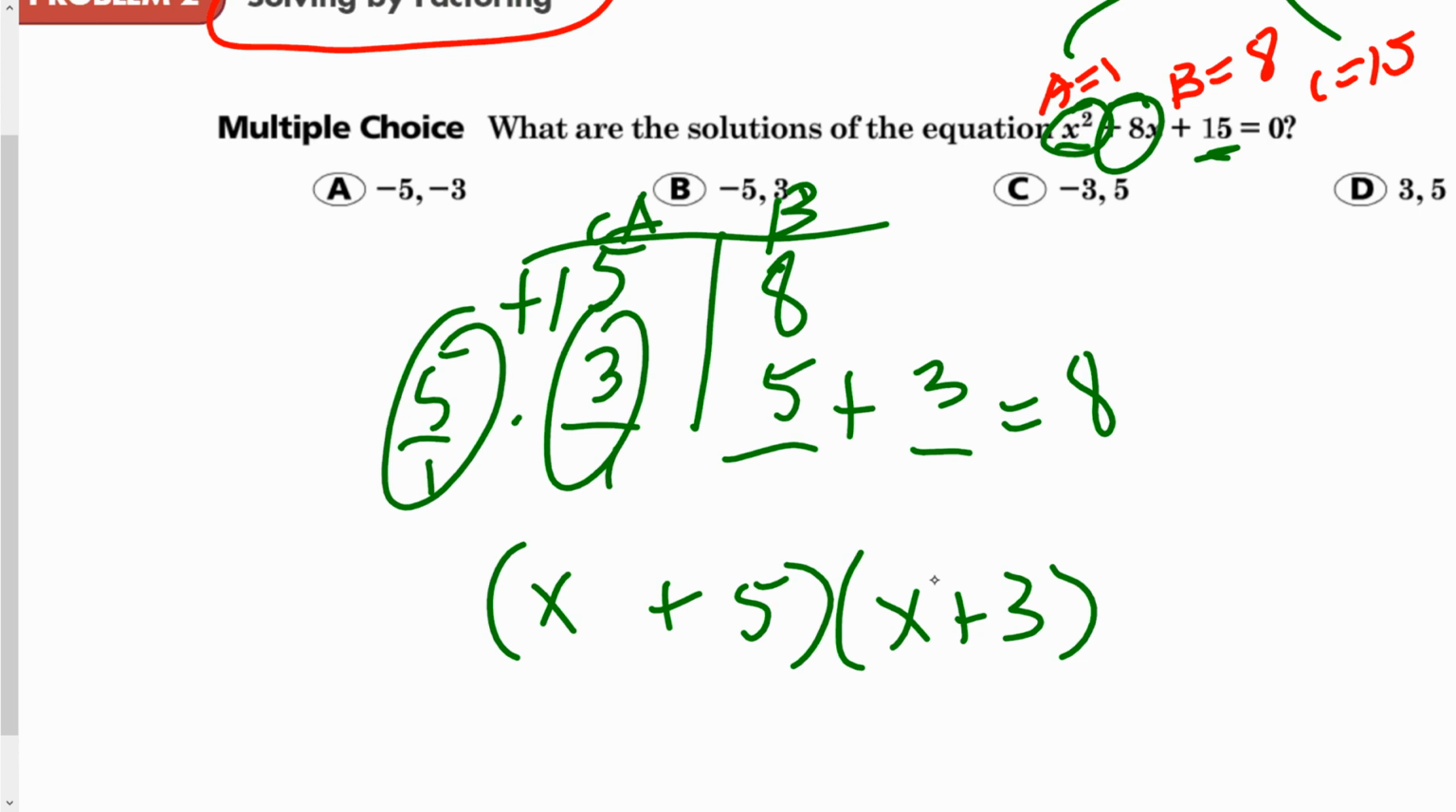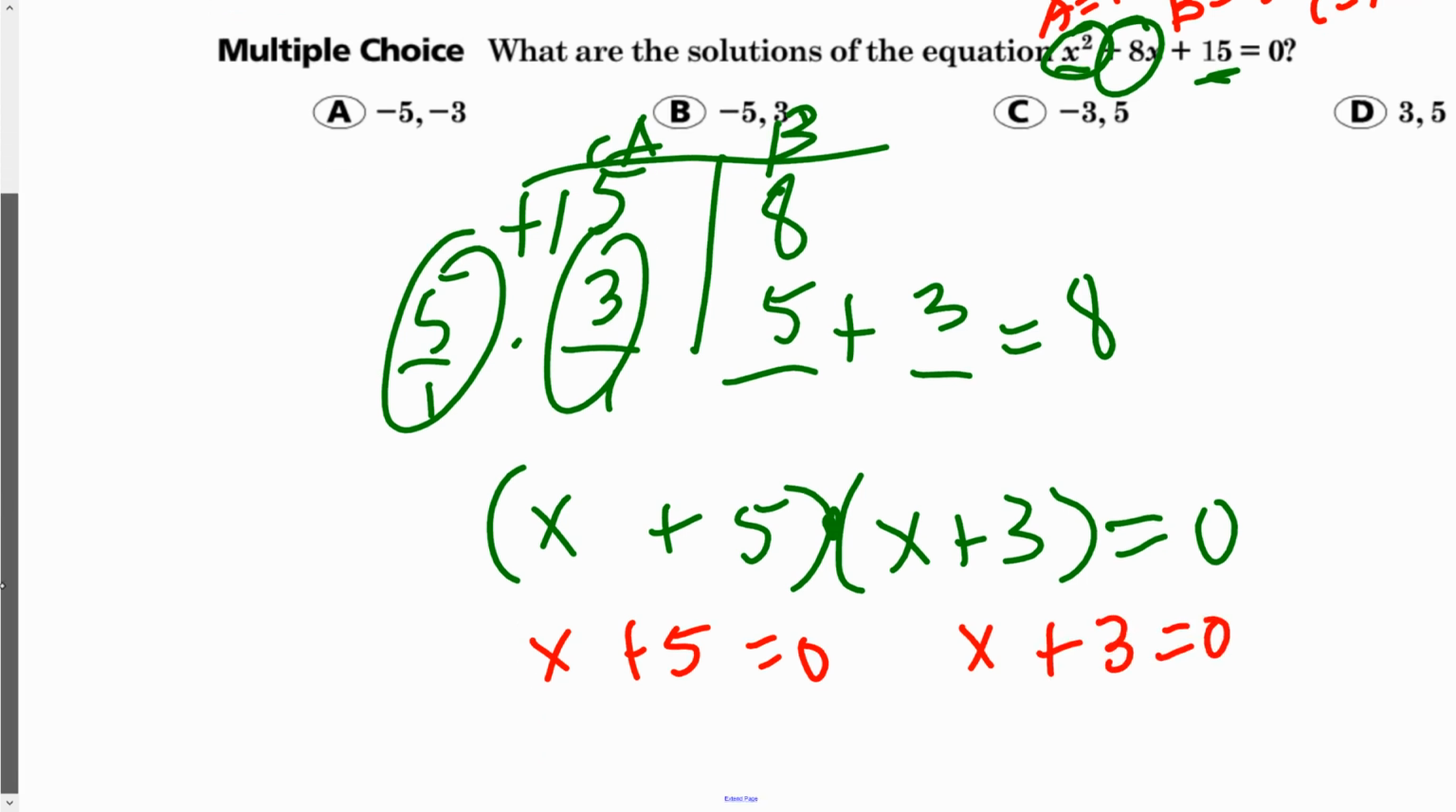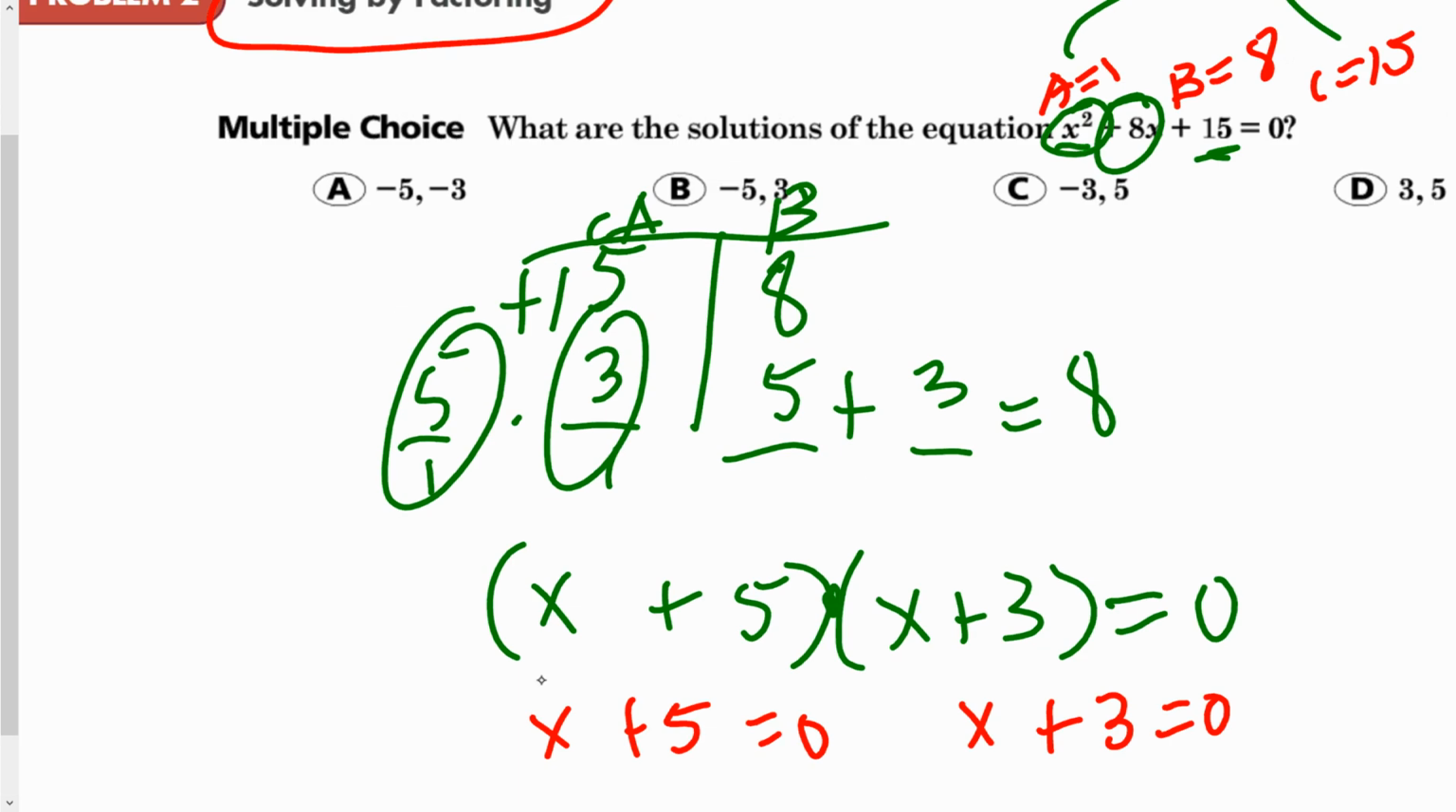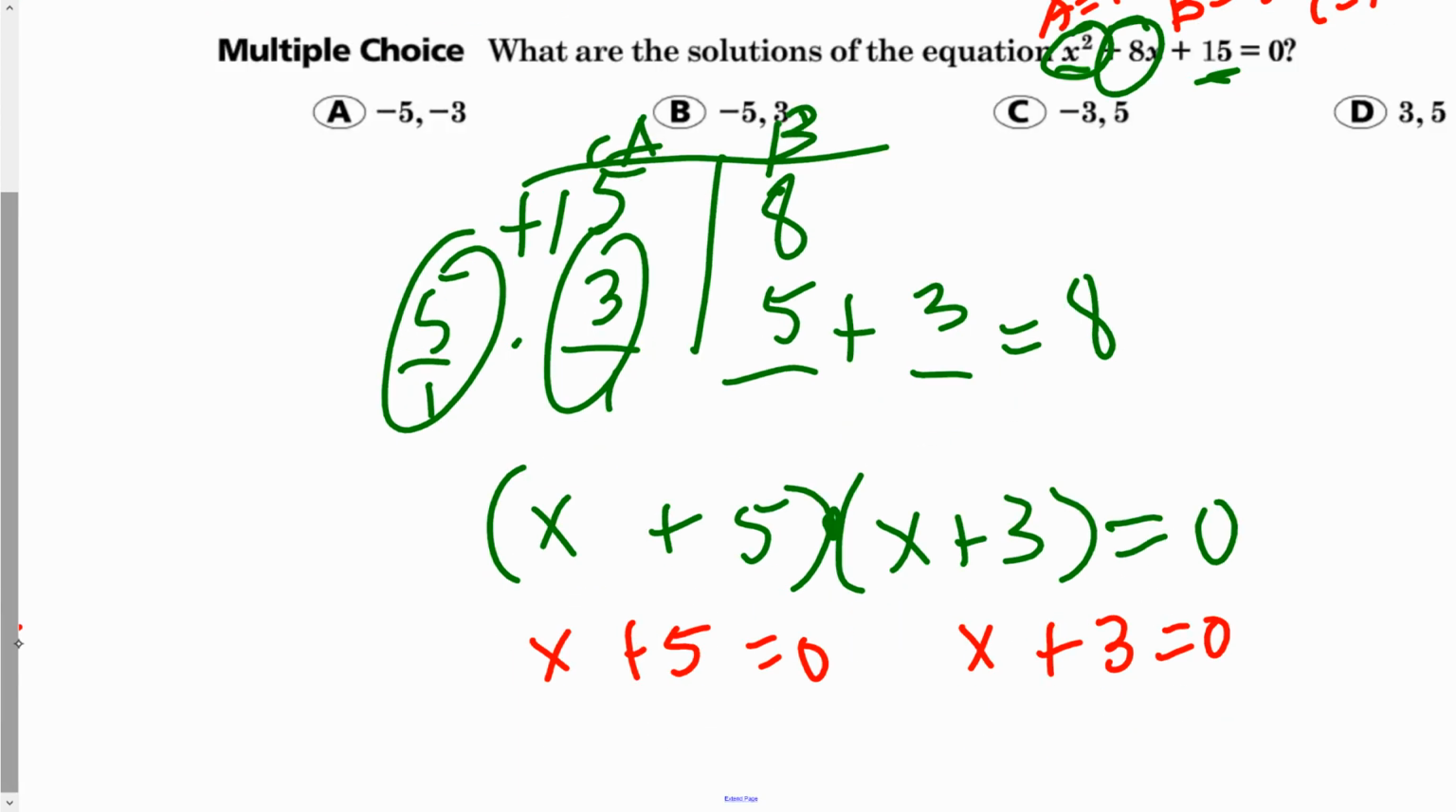Now the only difference between solving by factoring and just factoring is that, because this is set equal to 0 and we're multiplying these two binomials, we can use the zero product property and set them each equal to 0, which is in essence just taking the opposites. That's why when we factor, we just want to leave them in terms of fractions, so then we can just take the opposites of those fractions.